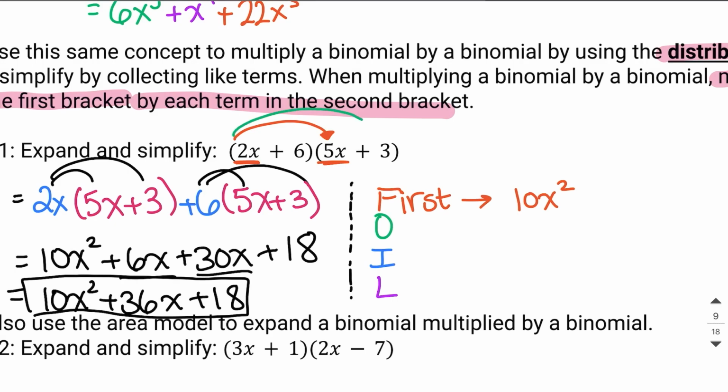The O stands for the outer. So we multiply the outer term on the first bracket by the outermost term on the second bracket, or outside. And when we multiply those together, we get 6x. Then the I is where we multiply the 6 by the 5x. These are the innermost terms.